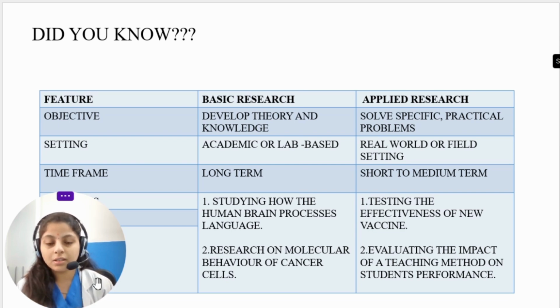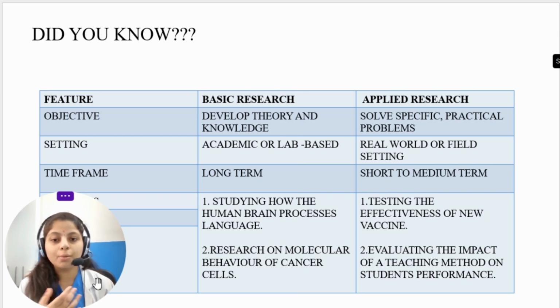Examples of basic research are studying how the human brain processes language. You are doing basic research here. And a second example can be research on the molecular behavior of cancer cells. Then coming to applied research, the first example is testing the effectiveness of a new vaccine, where you are practically doing it. As a second example, I can give evaluating the impact of teaching methods on students' performance. So those are some of the examples for both basic as well as applied research.